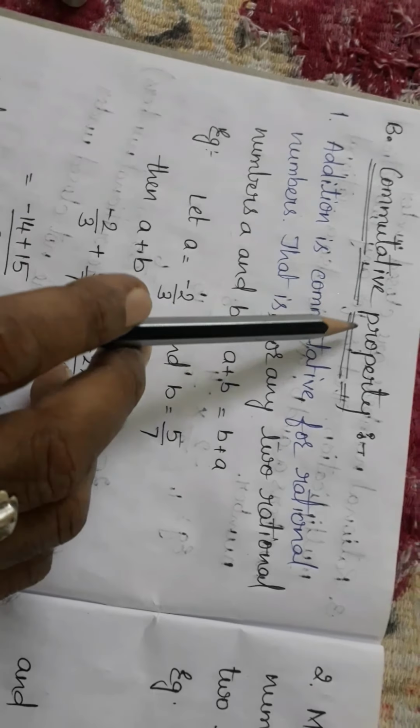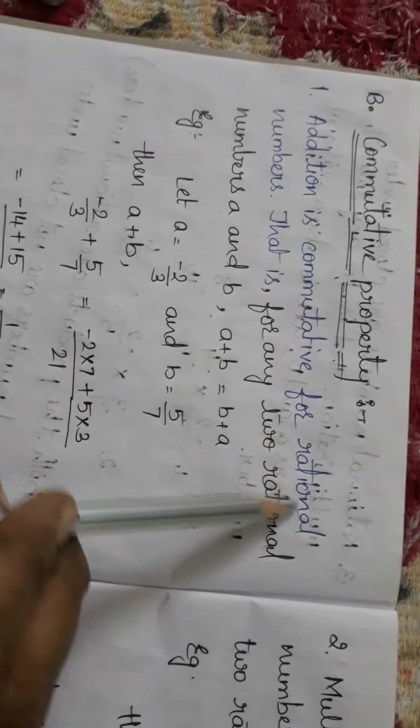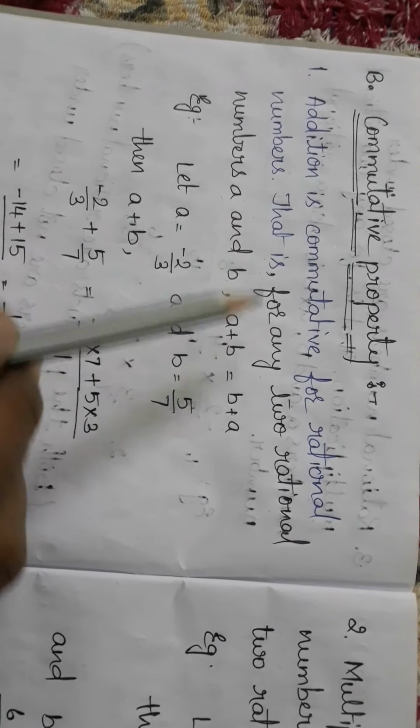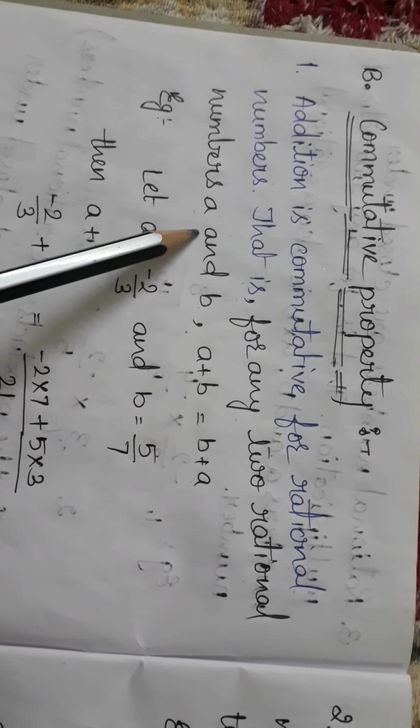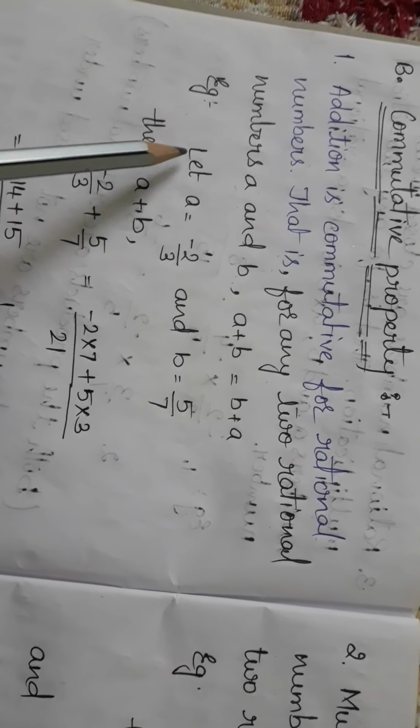What is the commutative property under addition? Addition is commutative for rational numbers. That is, for any two rational numbers A and B, A plus B is equal to B plus A. Let us consider some examples.